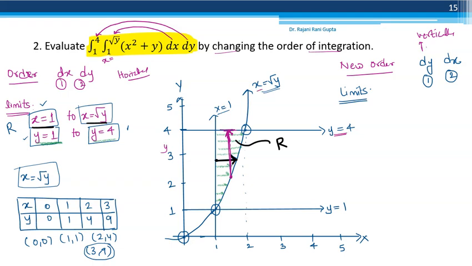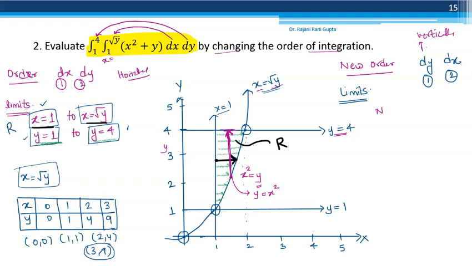You need the value of y here. You know that x is equal to root y. You need y. So what you will do? You will take square of both sides. So you get the value of y as x squared. So at this point, you can say y is equal to x squared.